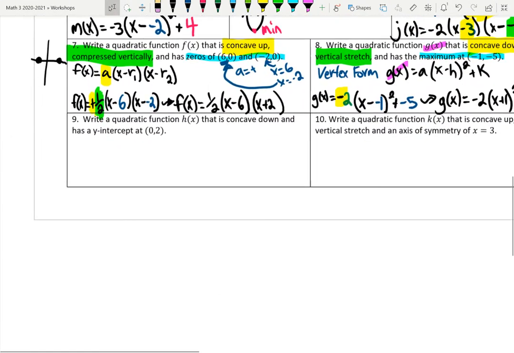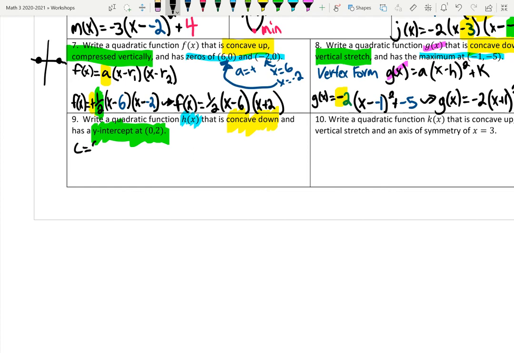All right, so again, it wants you to write a quadratic, and the requested name for this is h of x. It needs to be concave down, and it needs to have a y-intercept at (0, 2). So we need to write something that is concave down and has a y-intercept of (0, 2). This y-intercept at (0, 2) tells me I need it to be in standard form, and I also can draw the conclusion that c is 2. I know that a has to be a negative number.